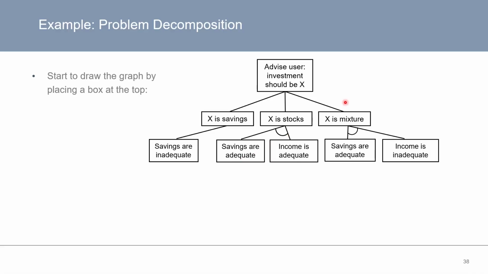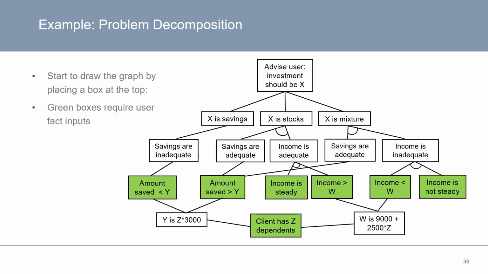Then, for recommending a mixture of the two, we also want to check two options, whether savings are adequate and if income is inadequate. We can continue to build the tree further to decide whether these nodes are true or false. For example, we might check if income is inadequate by looking to see if the income is below some value W, and whether the income is not steady.